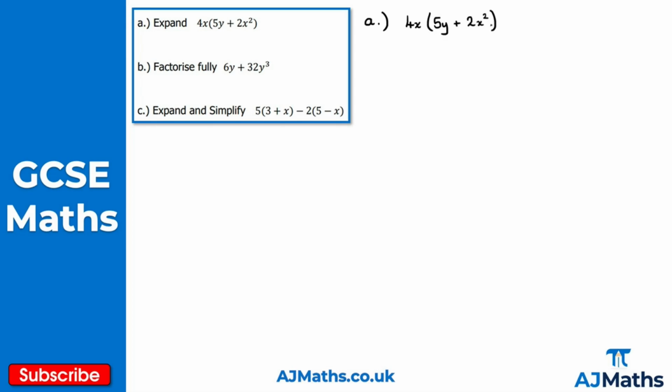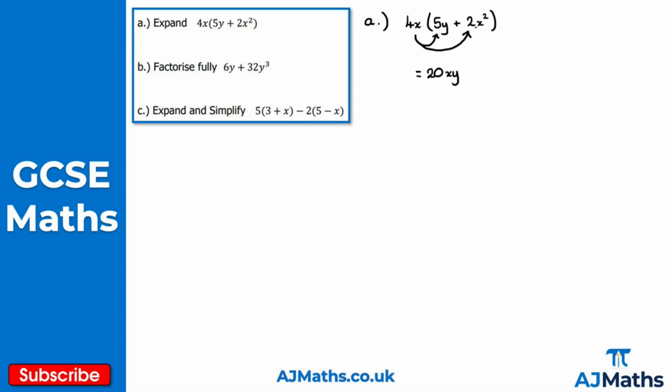And remember, when we're expanding here, that means when I want to get rid of these brackets, this single bracket here, and the way we do that is by using multiplication. So I take my term here on the outside, this 4x, and I times it by each term inside the bracket. So 4x times 5y, well, that would give me 20, and then x times y, so that would be xy. We get 20xy there.